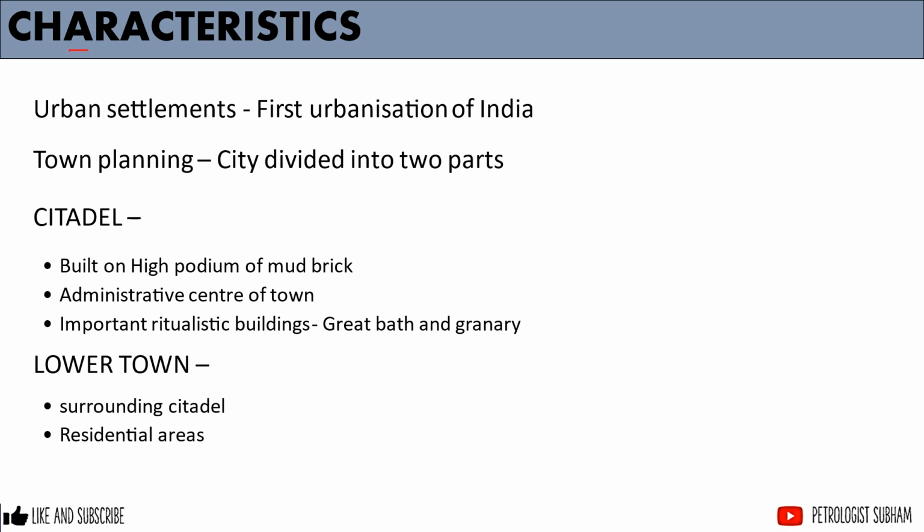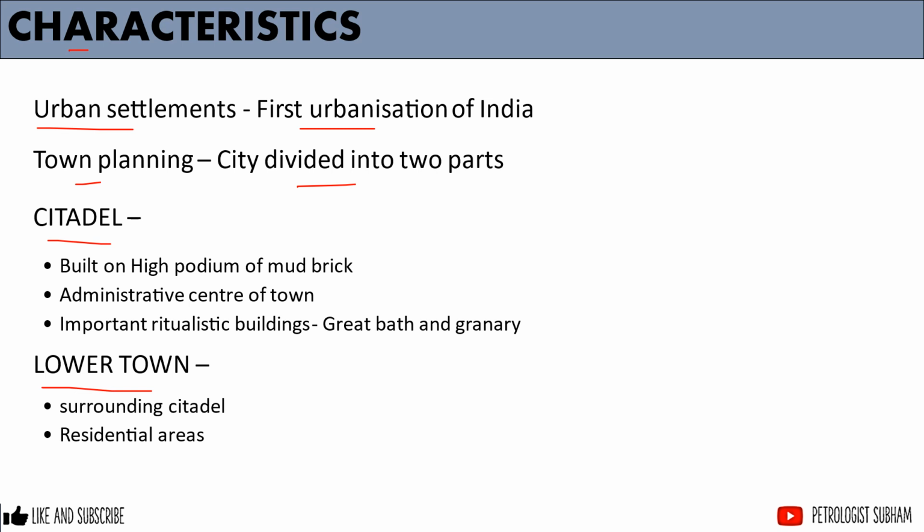The general characteristics of the Indus Valley civilization were that during the excavation, many evidences of urban settlements were found, like the first urbanization of India. Town planning was also discovered, like cities divided into two parts. Basically, a central part represented by a citadel and surrounded by the lower town.